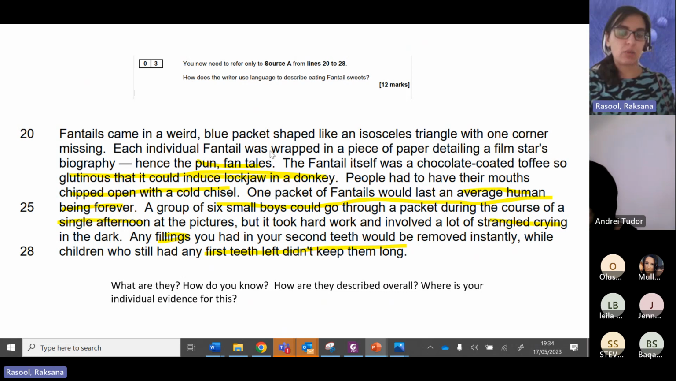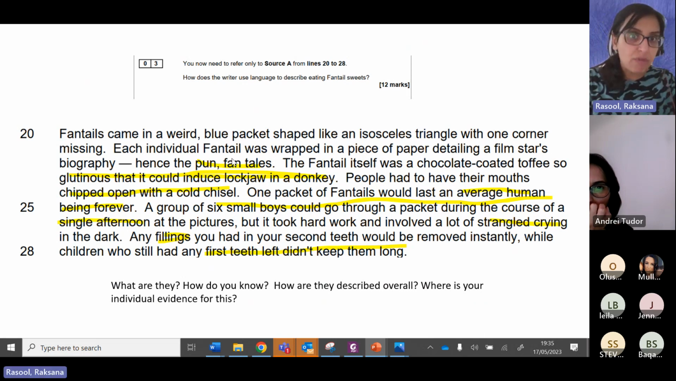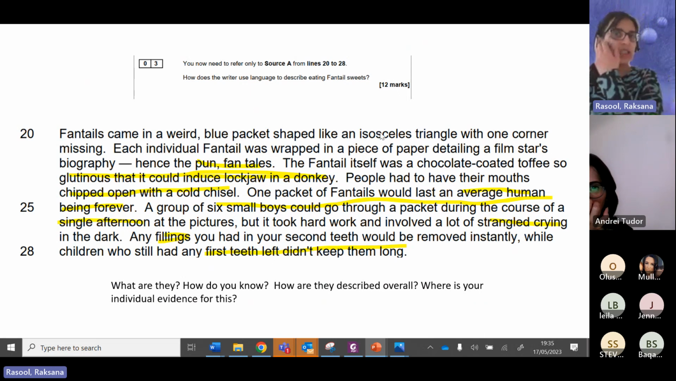Okay. "Each individual fantail was wrapped in a piece of paper detailing a film star's biography." Hence the pun, the play on words, fantails. So you could talk about the fact that the name of the fantail came from a play on words. There's a lot to say. They were tales about film stars at the time that people were fans of, and it was put together to make a word, fantail. The fact that it's in an isosceles triangle means nothing.